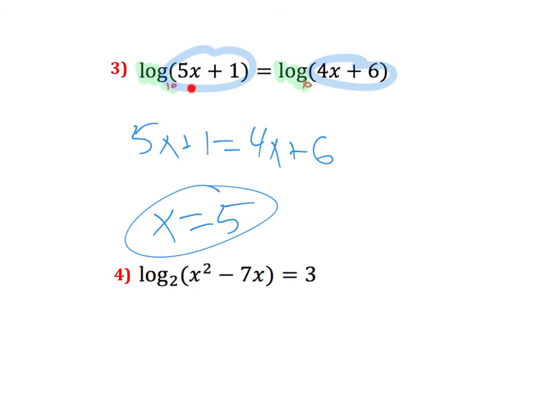And I would just plug those back in just to make sure they match and that I'm not getting any crazy extraneous solutions. 5 times 5 is 25, plus 1 is 26. 4 times 5 is 20, plus 6, also 26. And it's not negative. Awesome.